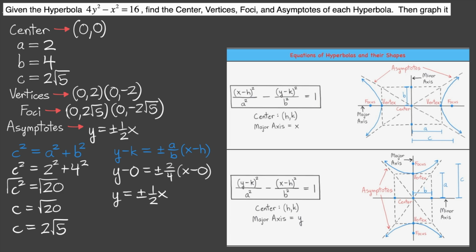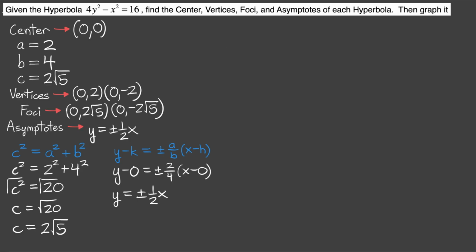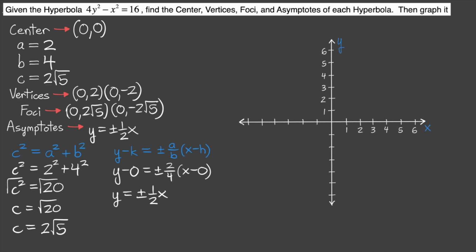All right, I'm going to go ahead and erase our chart here. That way we have room to graph. So here's our graph. First thing we're going to graph is our center, 0, 0. We'll do that in blue. So there is our center. Next, we'll graph our vertices. So we're going to go up 2 and down 2 from the center.